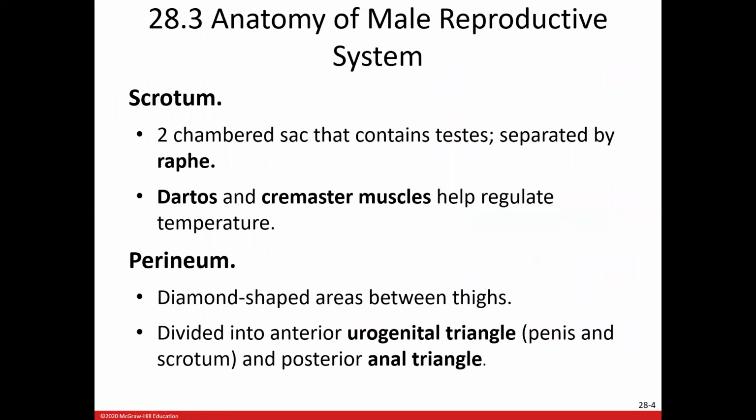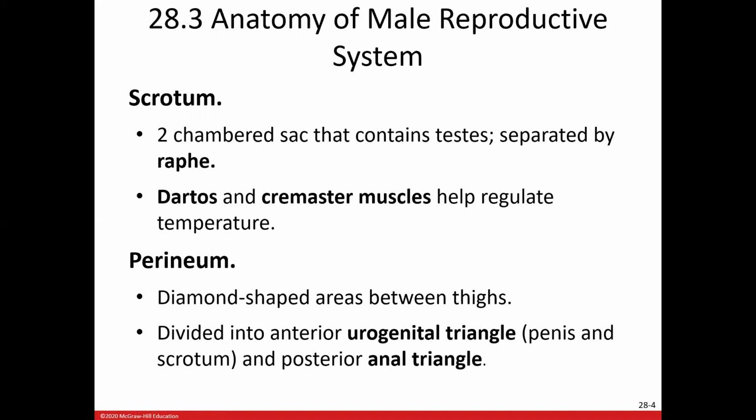Okay, so we're going to start with the male reproductive system and go through piece by piece. First thing is we are going to start talking about some of the more external structures. So we're going to start with the scrotum. The scrotum is just basically a big chamber that holds your testes, which ultimately produce your sperm. And there is a big separative structure called the raphe. The raphe is just this midline ridge that separates one chamber from another.